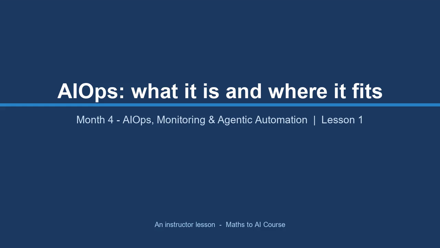Welcome to Month 4, the capstone module of Tier 3. This is where we add artificial intelligence and observability to endpoint operations. In this first lesson, we'll define AIOps in concrete terms, see exactly where it fits between the monitoring you already do and full agentic automation, and we'll set out the guardrails that will keep everything you build this month safe.